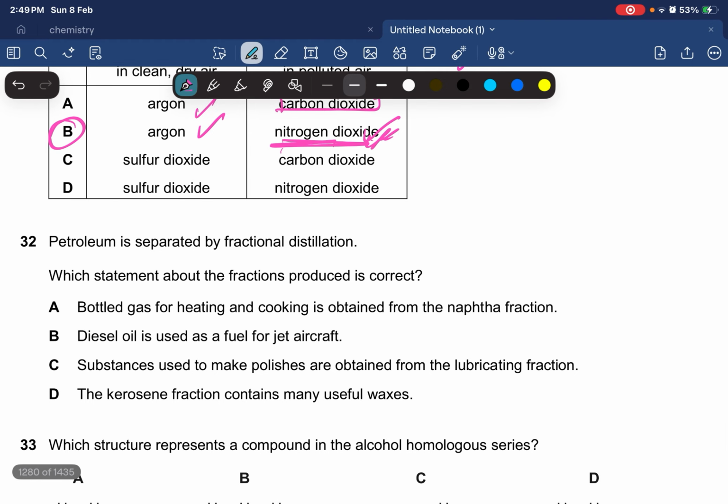Petroleum is separated by fractional distillation. Okay. Bottled gas for heating and cooking is obtained from naphtha. No, incorrect. Diesel oil is used as fuel. No, kerosene. Substances used to make polishes are obtained from lubricating oil. Yeah, lubricating oil is used for polishes. The kerosene fraction is used for waxes. No, for jet fuel.